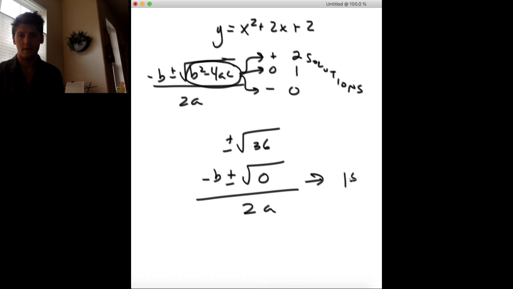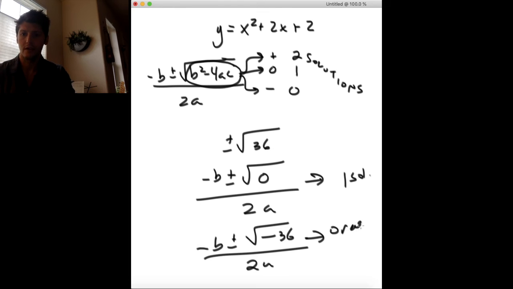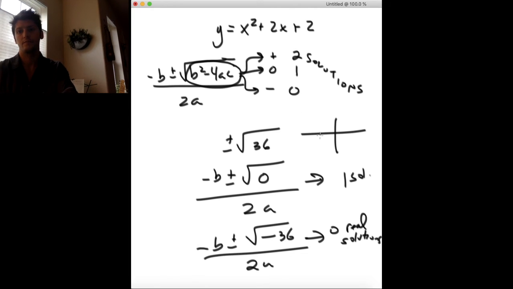If you had a negative square root, we don't know what to do with that. Say it was negative 36. We don't have any tools to work with that, so there's 0 real solutions. Sorry for my terrible handwriting. 0 real solutions. And that's all we care about here, is real solutions. Real solutions are x-intercepts, roots of equations, spots where we cross the axis.